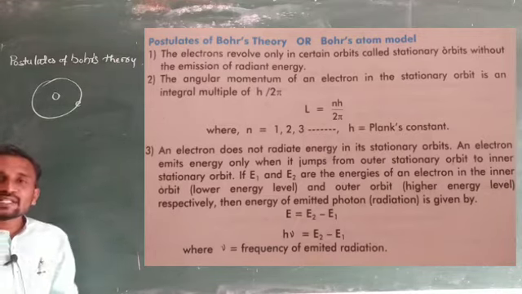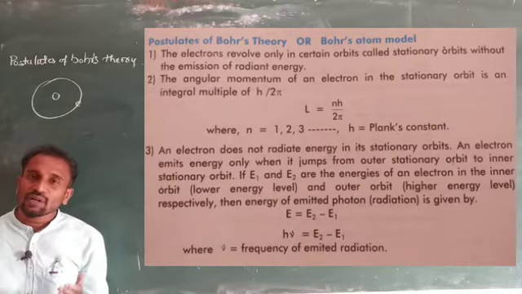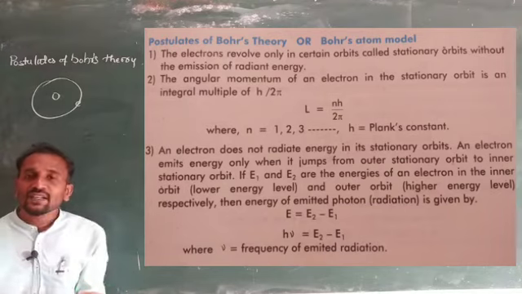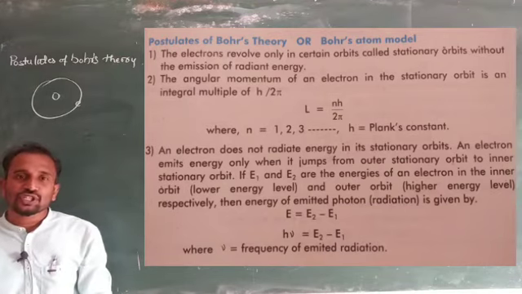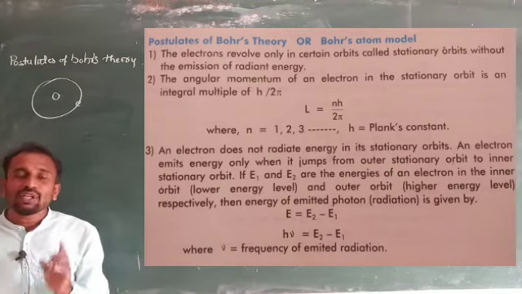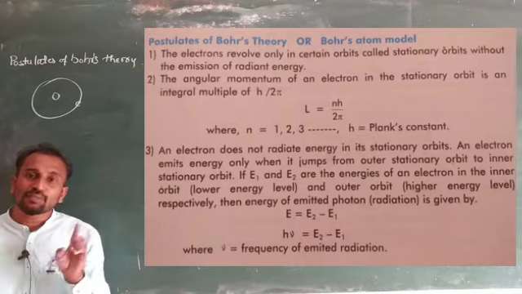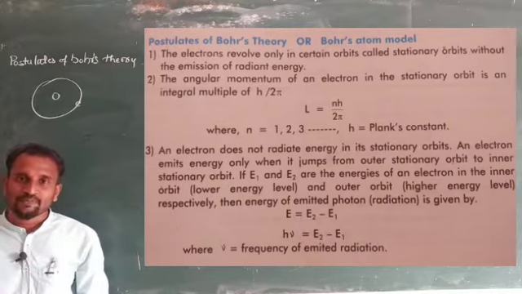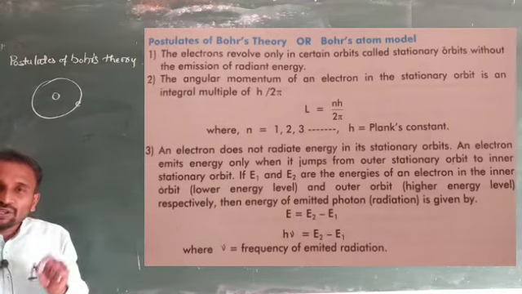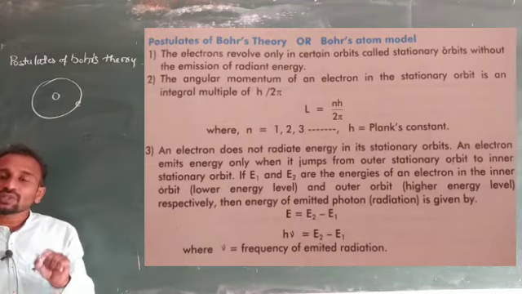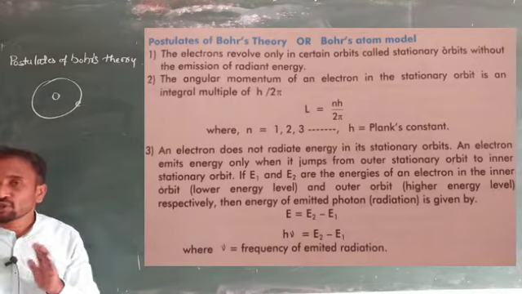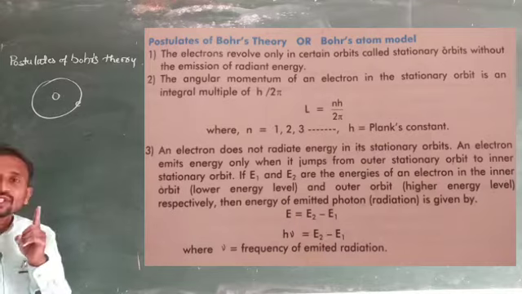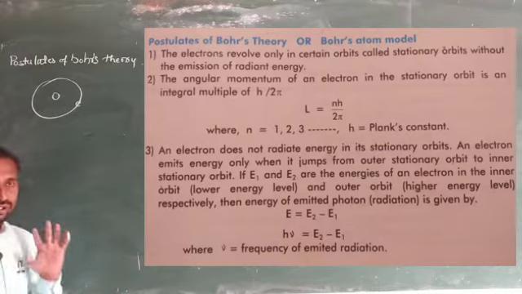When the electron travels from the outermost orbit to the innermost orbit, or from a higher energy level to a lower energy level, the electron loses its energy, which means it emits a transition energy, h nu. But when the electron revolves in a particular orbit, it does not emit any transition energy. This is the first postulate of Bohr's theory.